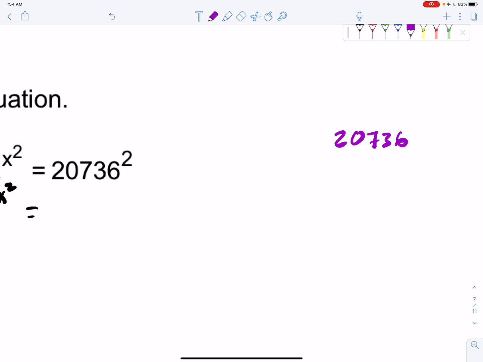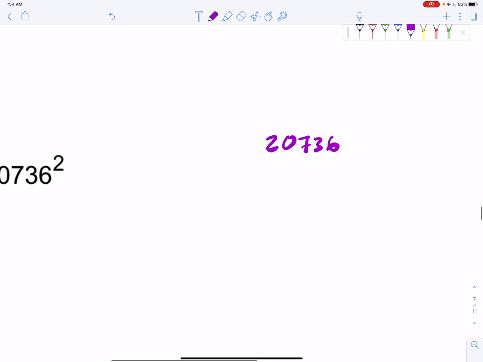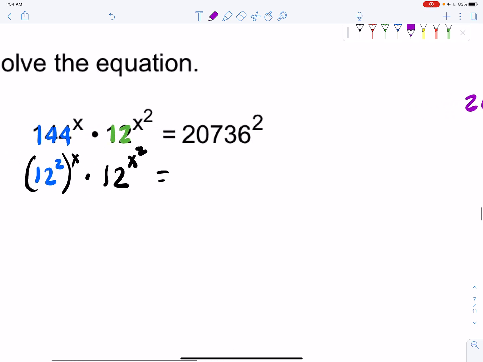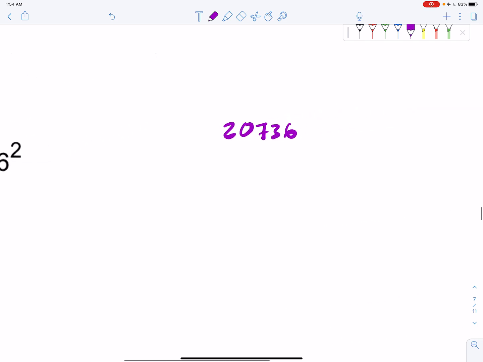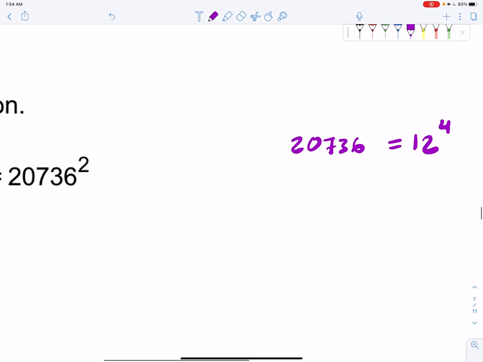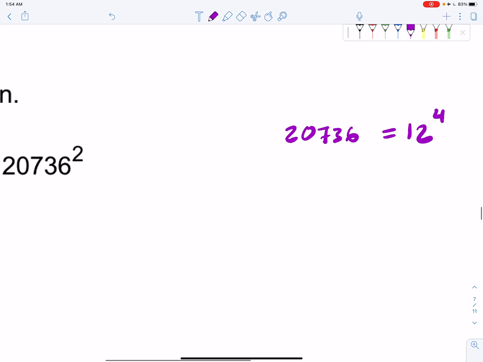20,736 squared. Okay, well, anyhow, I'm just going to deal with this number first. And our goal is to get it as a power, a base of 12 rather. So, I messed with the calculator a little bit. 12 to the third. I think I put 12 to the fifth. That was too big. 12 to the fourth was just right. Sounds like a Goldilocks story time. Anyways, 12 to the fourth is 20,736.